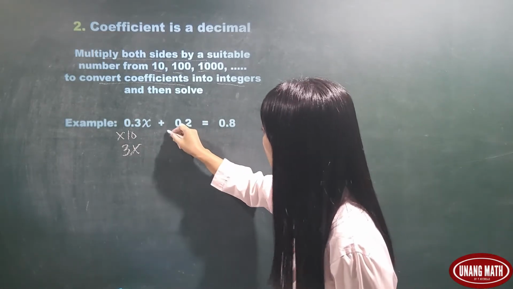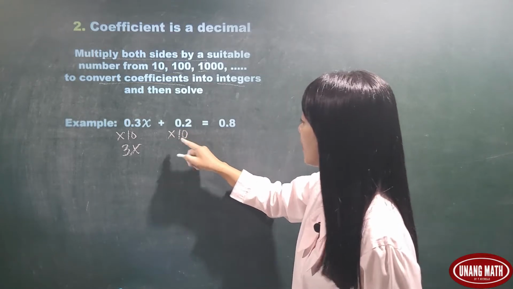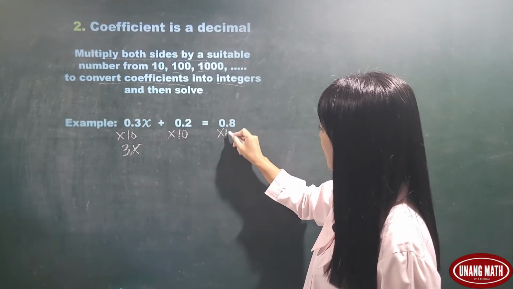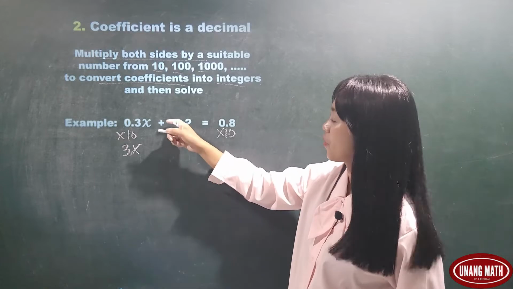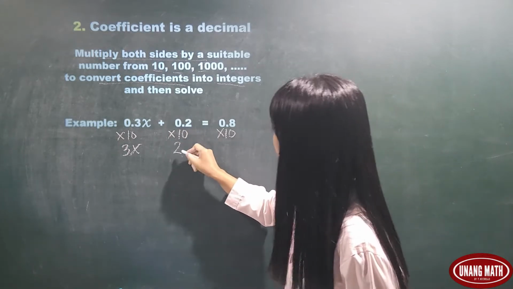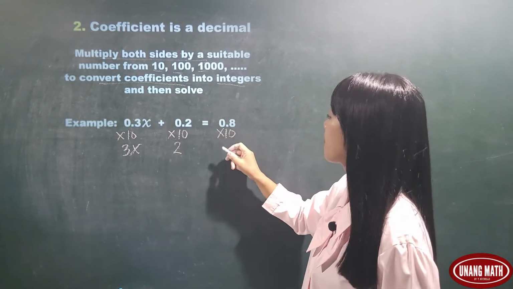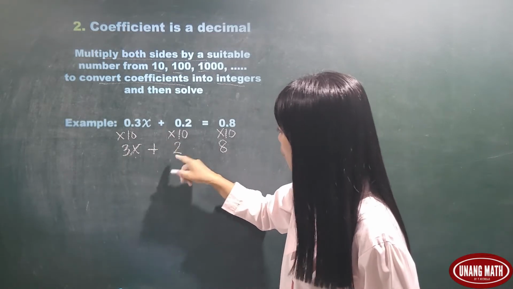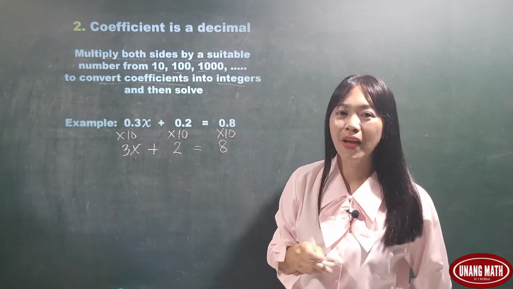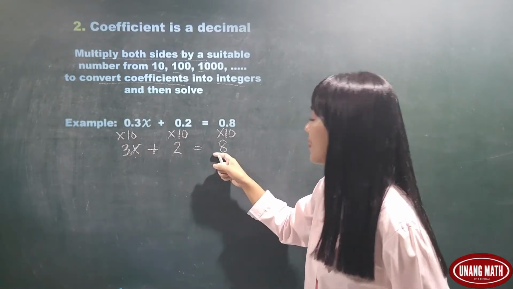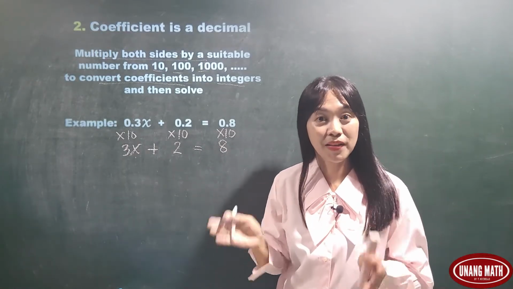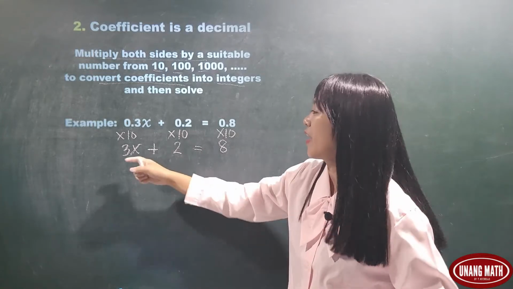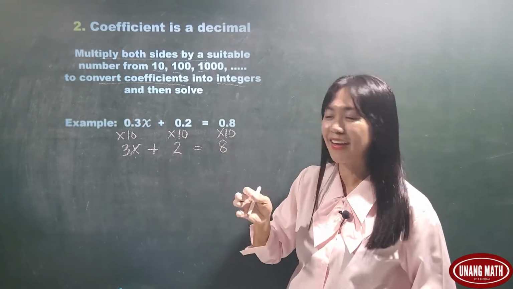So 0.2, we have to multiply this one also by 10. 0.8, this is by 10 also. So 0.2 times 10 is 2. 0.8 times 10 is 8. So we have 3x plus 2 is equal to 8. These are exact numbers, and it will be easier to solve if the numbers are exact numbers.